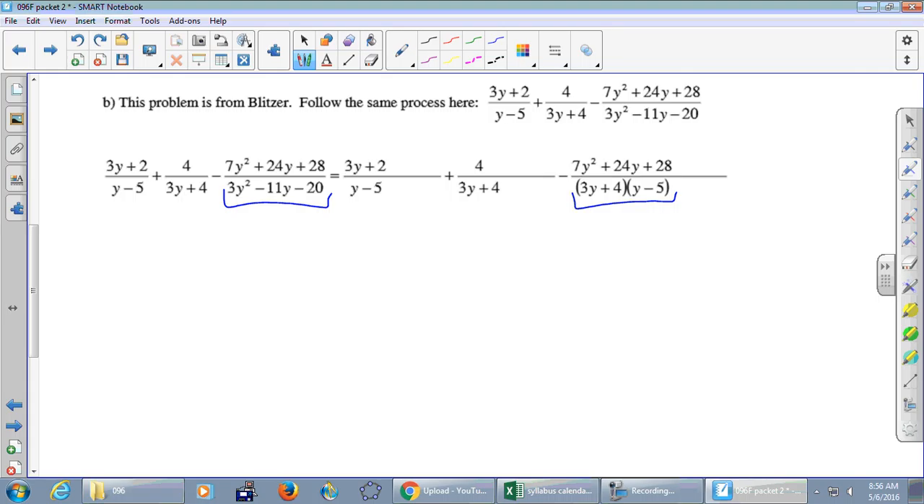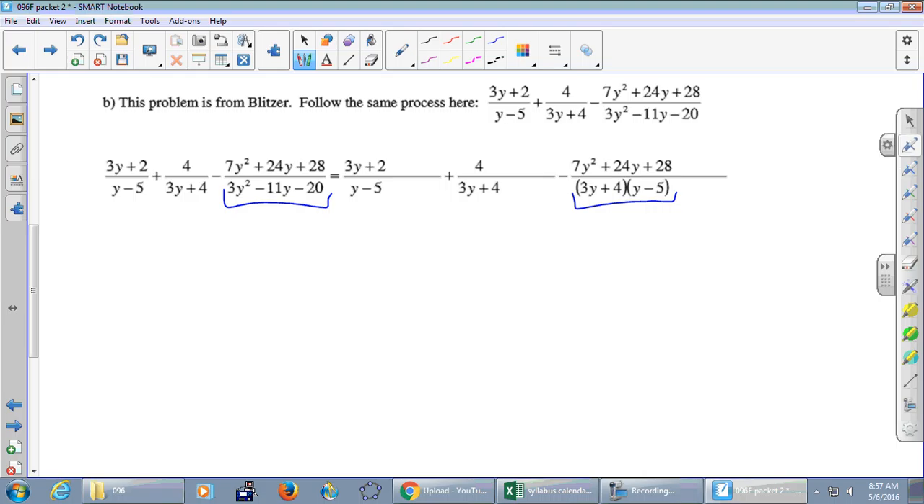Just the denominators. Notice that we pay no attention to the 7y squared plus 24y plus 28. You might be able to factor it with a box, but even if you can, it's not going to help us. So it's only about the denominators. Okay, so I've copied my fractions over, but one of them is now in factored form. I've given myself some extra space on these fractions so that I can complete those denominators.